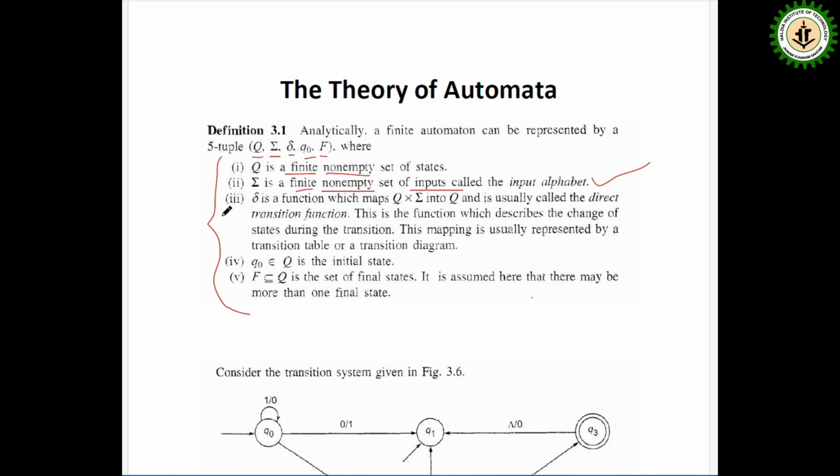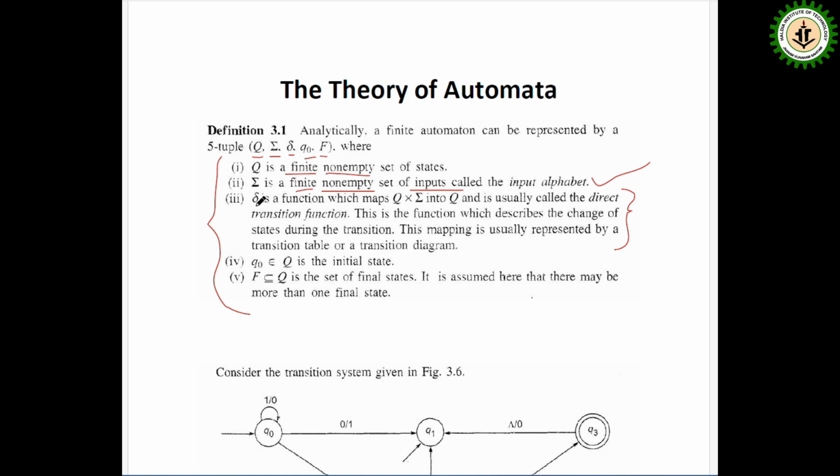What is delta? Delta is the transition function. Transition function means that when the machine is running, it can move from one state to another state. The move of states depends on two factors. The first factor is the present state of the machine, and the second is the input the machine got in that state. Using these two parameters, the machine decides what the next state will be. So delta is the transition function.